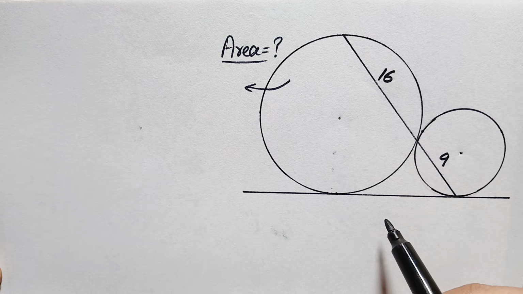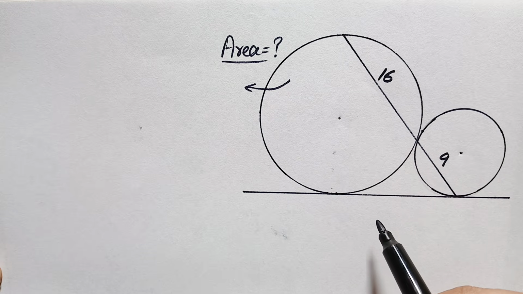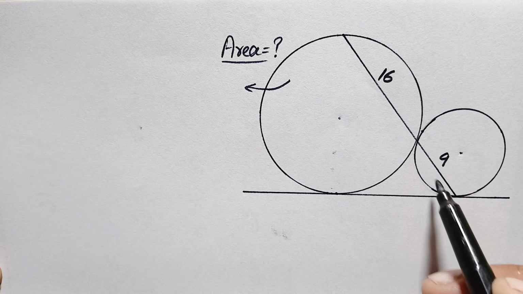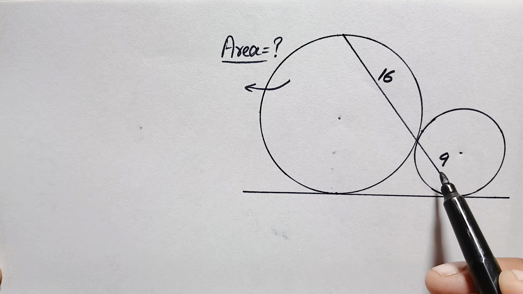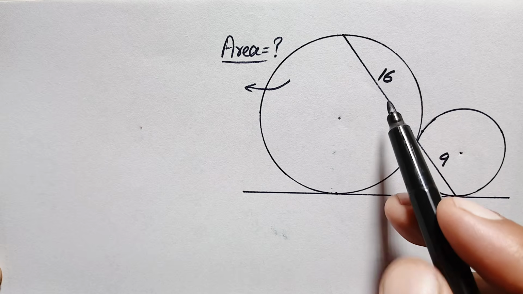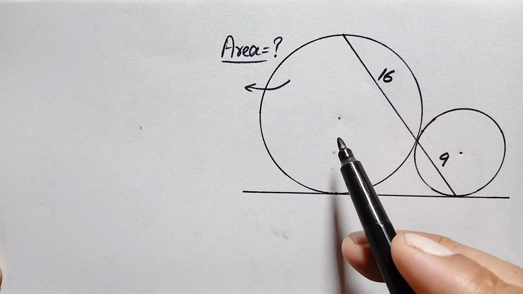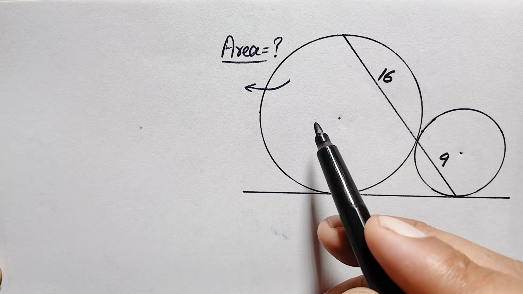Today we have a new interesting geometry math problem. Here we have two circles such that the length of this chord in the smaller circle is 9 units, and the length of this chord in the bigger circle is 16 units. Our target is to find the area of this bigger circle.